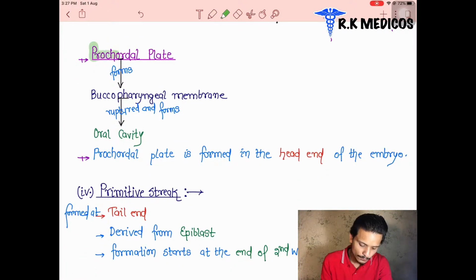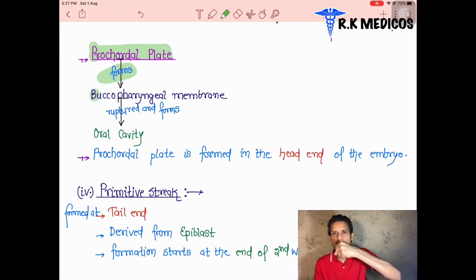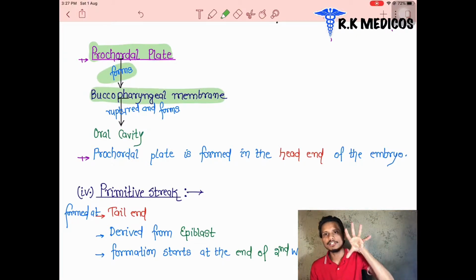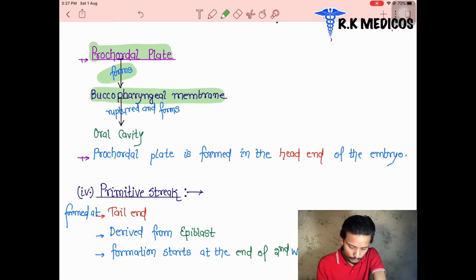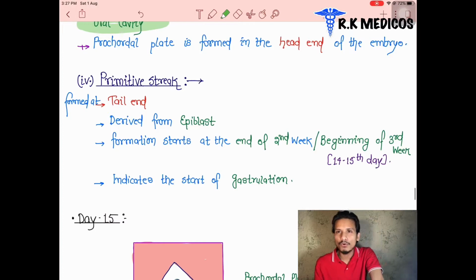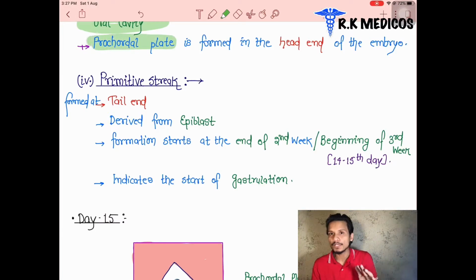Next, I already told you this one also, the prechordal plate or prochordal plate is forming something called the buccopharyngeal membrane, and this buccopharyngeal membrane is going to rupture here, opening our oral cavity, the mouth. So the rupturing of the buccopharyngeal membrane is the developing of our oral cavity. Simple. Next, the prochordal plate developing from the hypoblast cells is forming the head end of the embryo. It is true, I already told you.